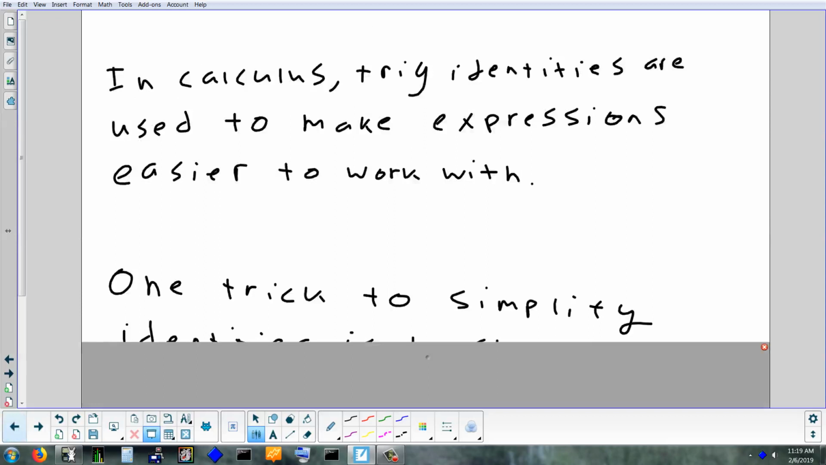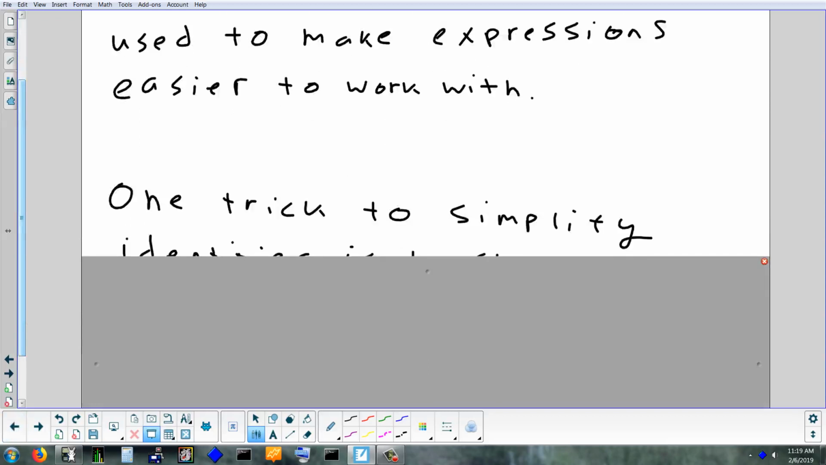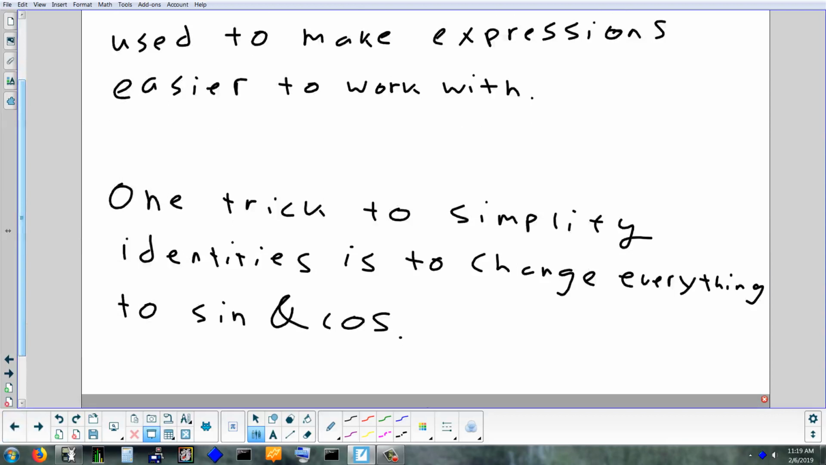So there's a few different tricks that we're going to use to simplify identities, and we're pretty much going to use these same 3 tricks every time. One trick is to take everything in the problem that is not already sine or cosine and make it sine or cosine.